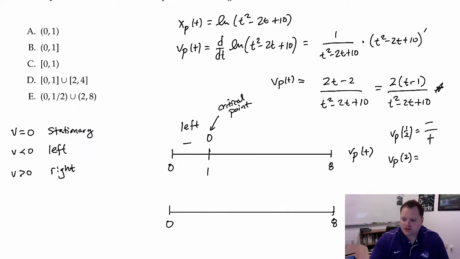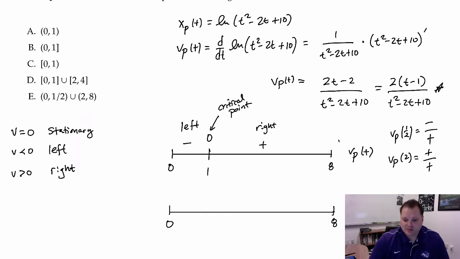If I plug 2 into the top, I know that's positive. If I plug 2 into the bottom, that's 4 minus 4, so that's 0 plus 10, it's also positive. So I know that I'm moving to the right past time 1. So for the first 1 second, particle P is moving to the left, then it momentarily stops at 1 second and switches and moves back to the right. I know because there are no other critical points between 1 and 8 that the particle cannot change directions once it starts moving to the right on this interval.